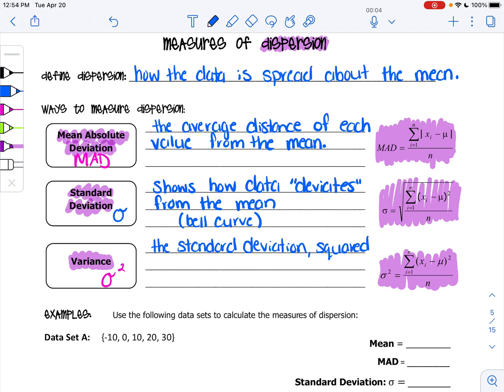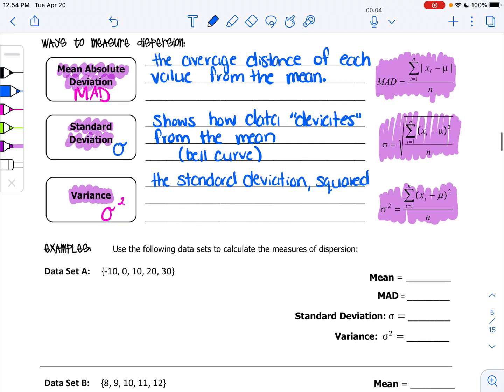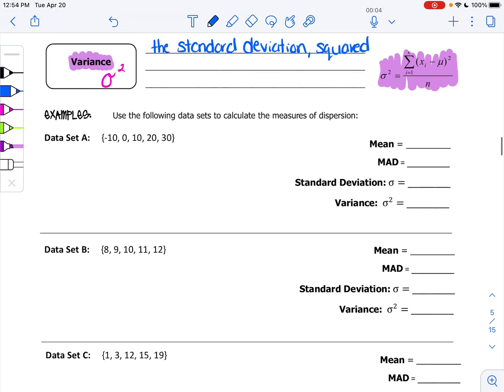So let's look at some data and look at how we can calculate these three measures of dispersion. The first data set we look at, and these data sets are going to be pretty small, we have -10, 0, 10, 20, and 30. And you can see over to the right, we need to calculate the mean, MAD, standard deviation, and the variance.